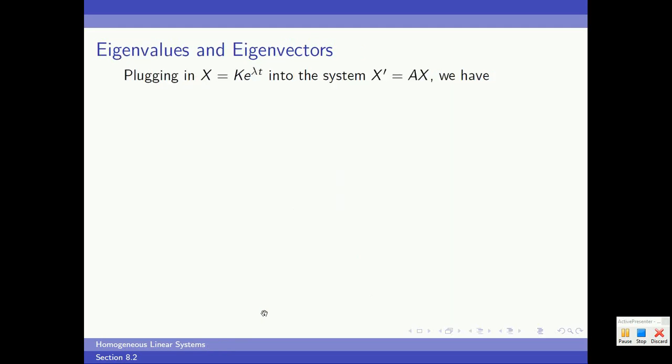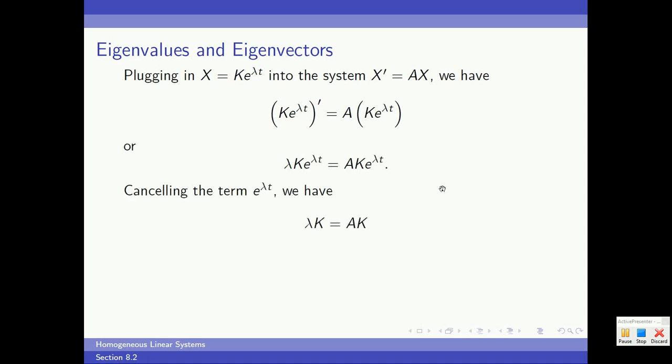If you plug this into the system, you can derive a lot of different things, and you figure out that lambda has to be an eigenvalue and k is an eigenvector. To see this, go ahead and plug it in. On the left-hand side, we're taking the derivative. On the right-hand side, we're plugging this into our system. When we take the derivative of this part, k is just a constant, so we get lambda k e to the lambda t. And on this side, we just have Ak e to the lambda t.